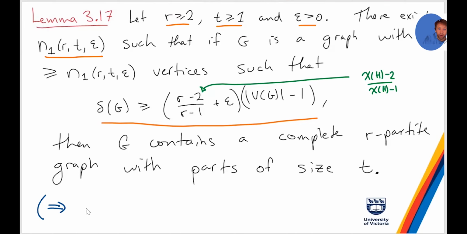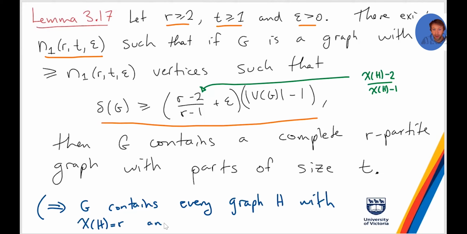And a kind of consequence of this, which is what we really care about here, is that G contains every graph H with chromatic number R, and let's say the number of vertices in H is at most T. And after we prove this, we'll see that these two lemmas, when you put them together, actually imply the Erdős–Stone Theorem. Sorry, I'm saying here the number of vertices in H is at most T.